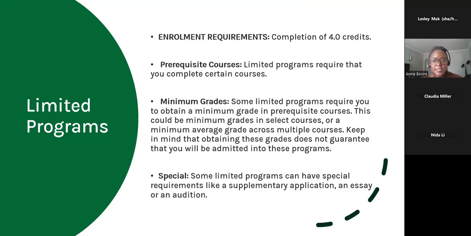In some instances, the department may send you an email to request supplemental information, or they might post specific instructions on the website. So once you've applied to a limited program, be sure to regularly check your U of T email to see if you've been emailed a request for supplemental information. And if that's the case, complete the supplemental information, then submit your request.